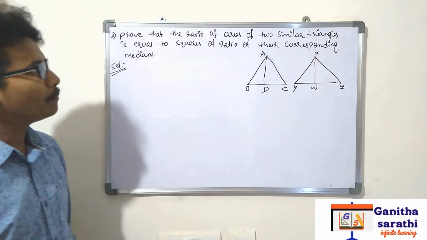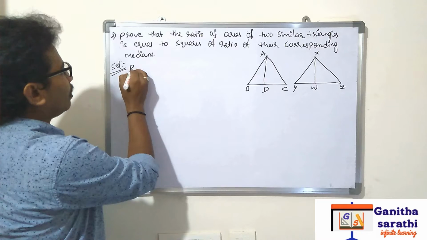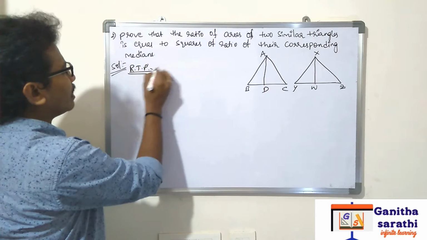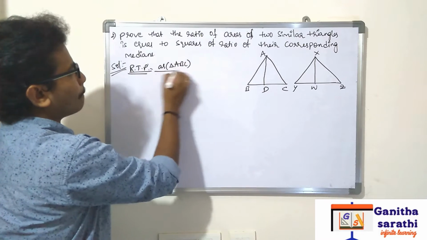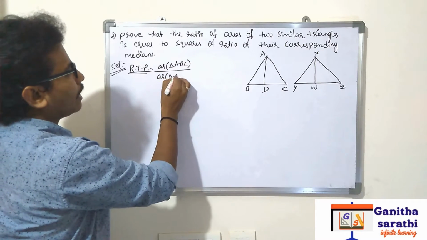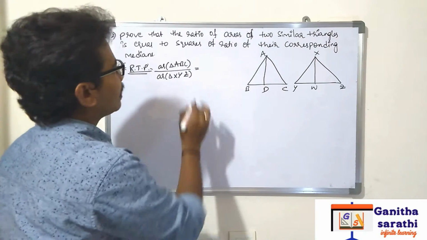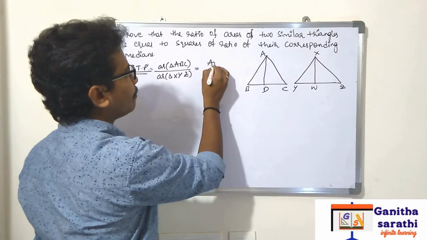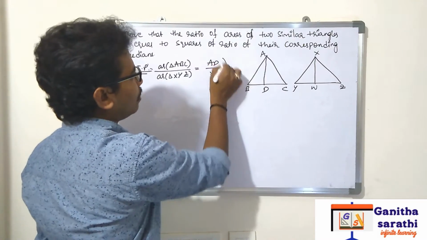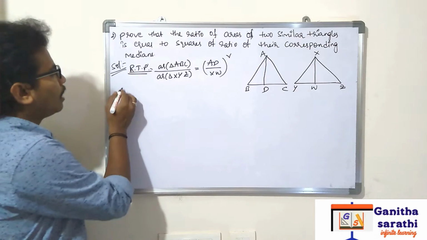Now see here, what we have to prove. What is required to prove? Required to prove is area of triangle ABC by area of triangle XYZ is equal to ratio of their corresponding medians. Medians is what? AD by XW whole square. We have to prove this one. AD by XW whole square. Okay. Now see the proof.